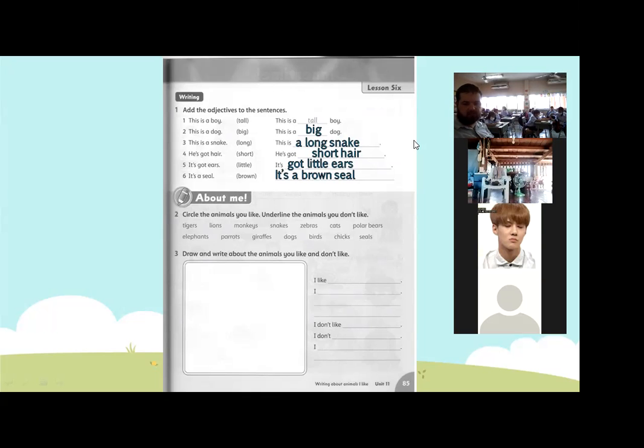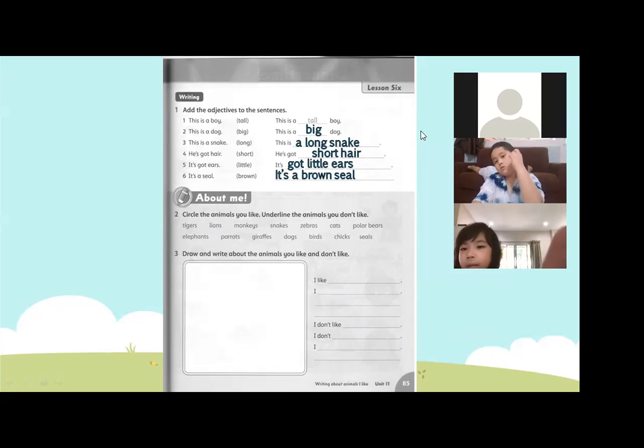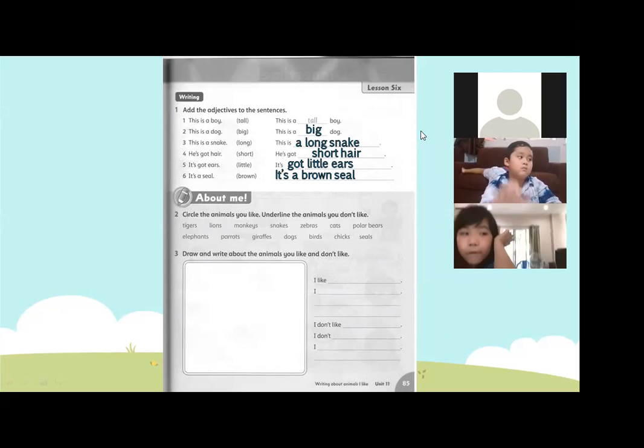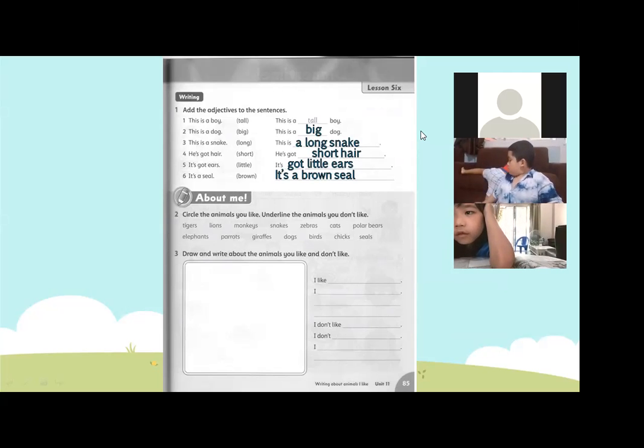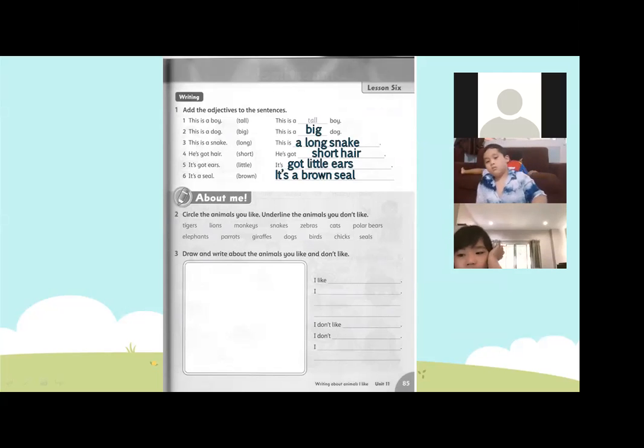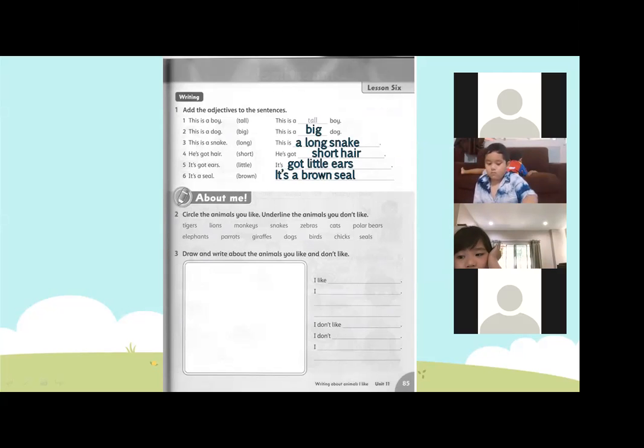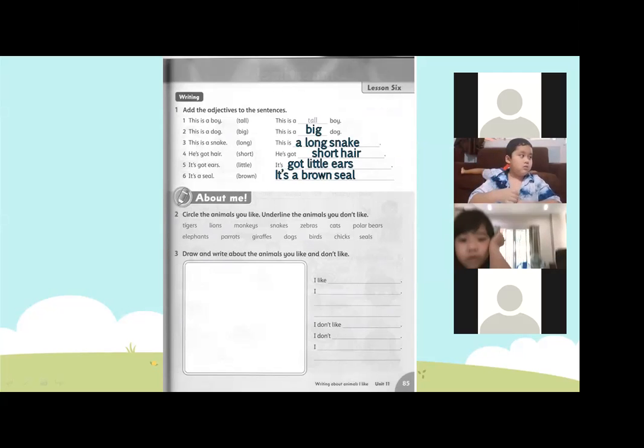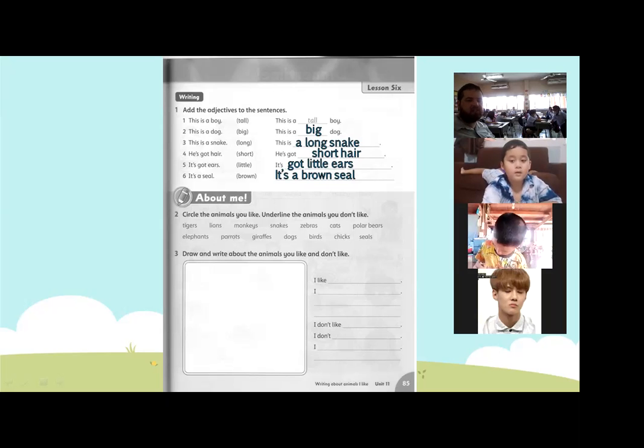Finished on Zoom. Okay. Bright, are you finished? Finished. Very good. Pugan, are you finished? Finished. Very good. Nawa on Zoom. Nawa, sit down. Are you finished, Nawa? Finished. Very good. Okay, everyone's finished on Zoom.